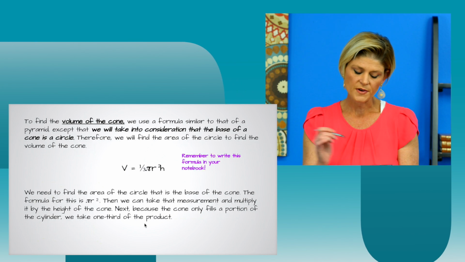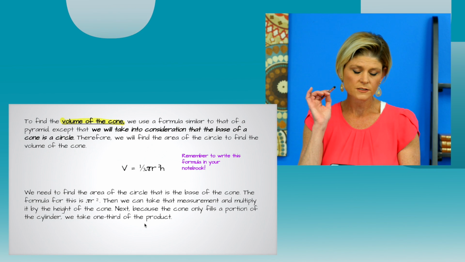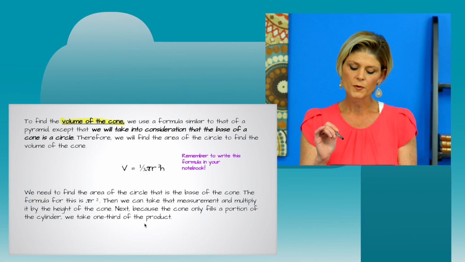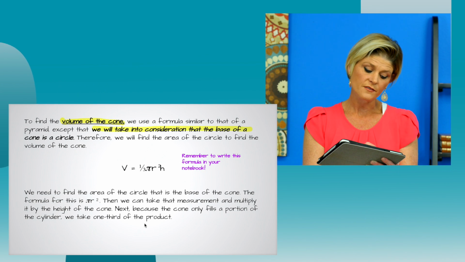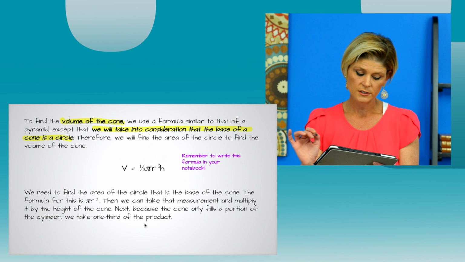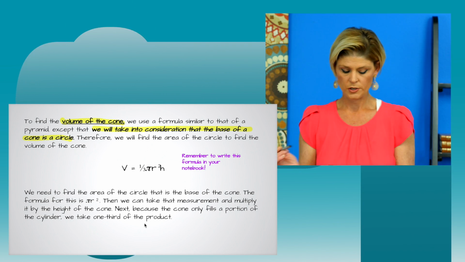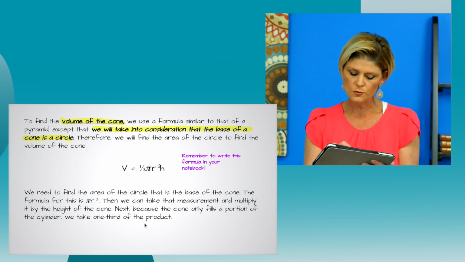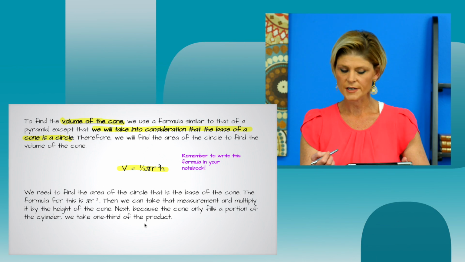All right, so to find the volume of the cone, we're going to use a similar formula. We're going to use a formula similar to that of a pyramid, but we're going to take into consideration, and I'm going to highlight this, that the base of a cone is a circle. That's very different. Therefore, we will find the area of the circle to find the volume of the cone. So to do that, here's another important formula to write down in your notebook. Volume equals 1/3 pi r squared h.